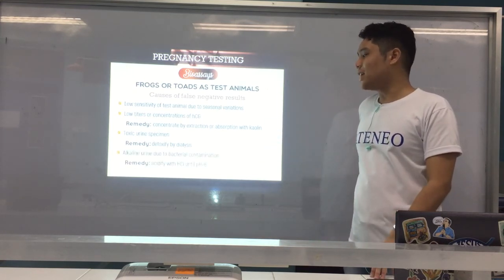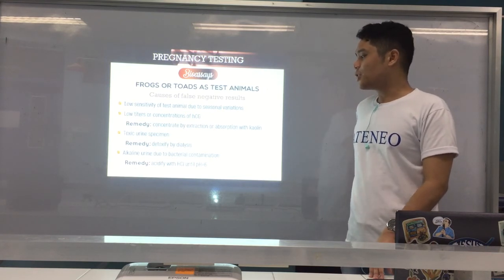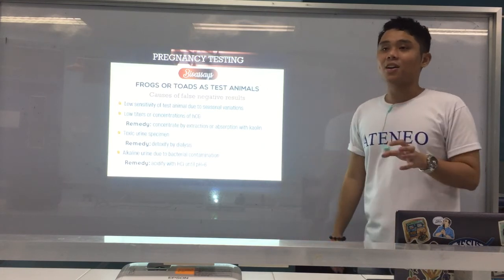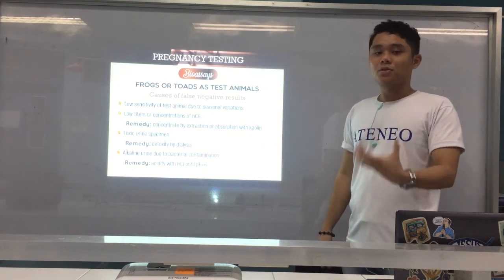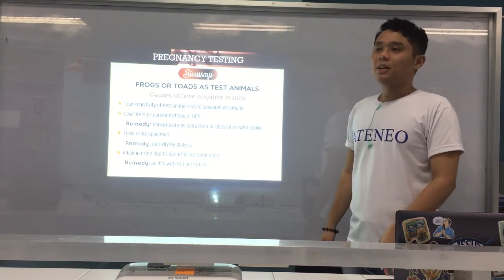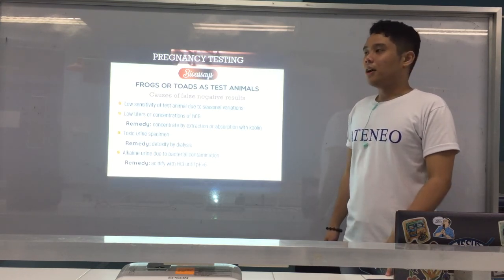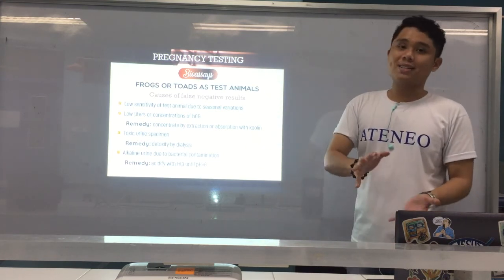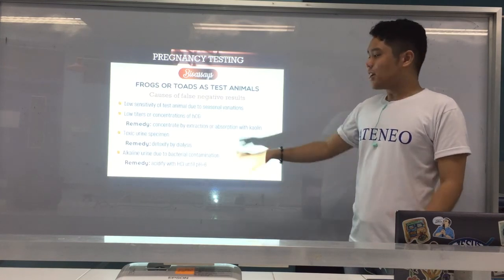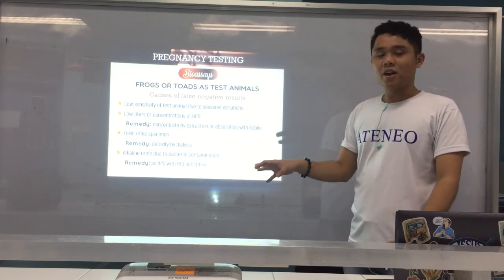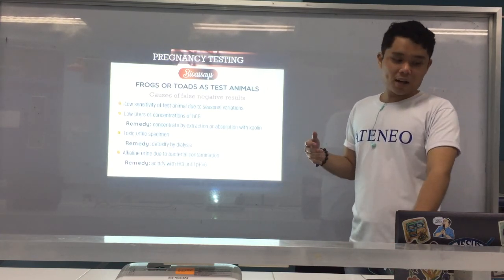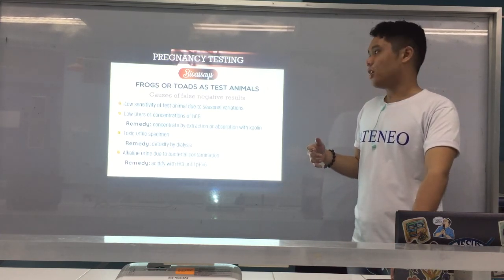Okay, and of course, alkaline urine due to bacterial contamination: you acidify the pH with HCl. Because if the urine is alkaline, the HCG could have deteriorated and decomposed. So you need to return it to a slightly acidic pH to maintain the integrity of your HCG. If it is alkaline, it can deteriorate, and therefore it can no longer induce spermiation or ovulation in your frogs. Okay, all right.